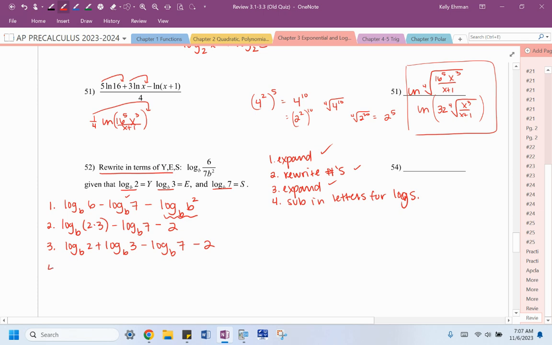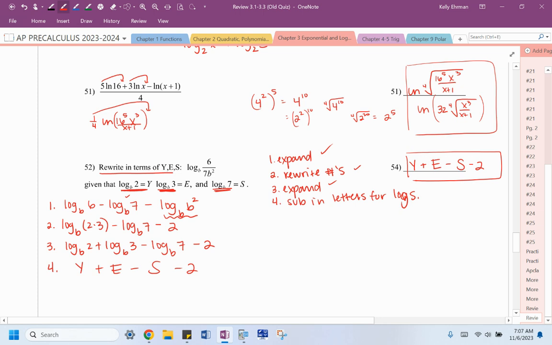And then the fourth step is to sub in your letters. So log base b of 2 is y, plus log base b of 3 is e, minus log base b of 7 is s. And then the minus 2 just gets tagged on. So y plus e, hold on, write this so it doesn't look so weird. Y plus e minus s minus 2.